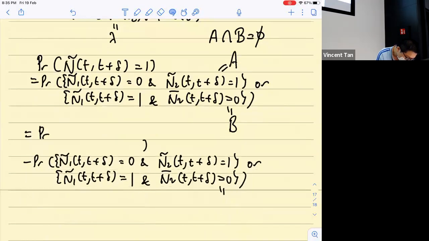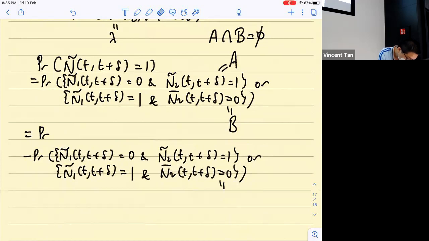So we have this. This is equal to this, plus the probability of this. Okay? So we can add this up together. Now we can exploit independence.